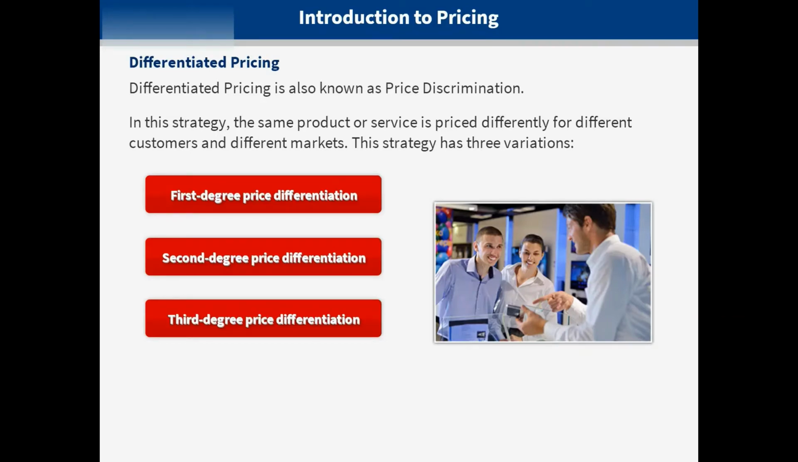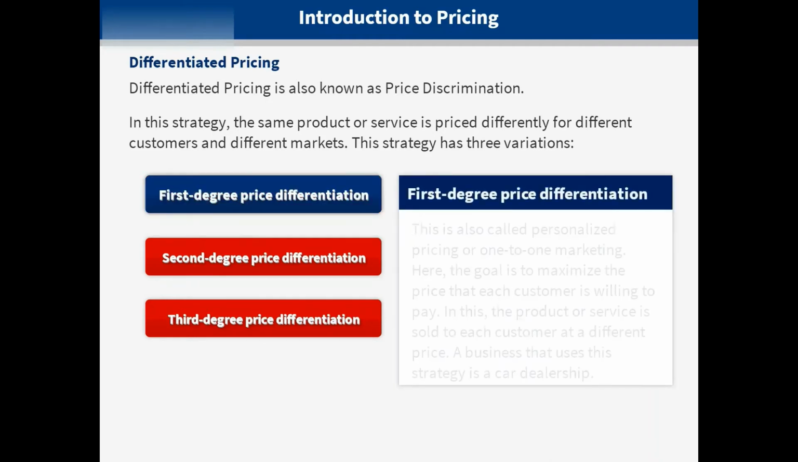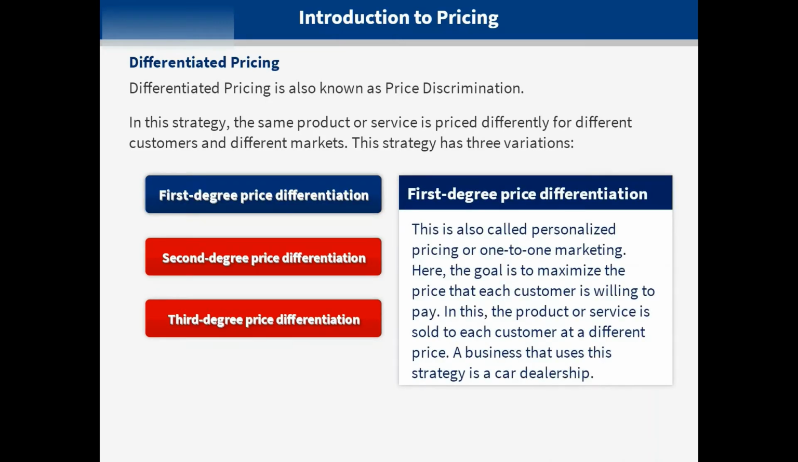Differentiated pricing is also known as price discrimination. In this strategy, the same product or service is priced differently for different customers and different markets. This strategy has three variations. First-degree price differentiation. This is also called personalized pricing or one-to-one marketing. Here, the goal is to maximize the price that each customer is willing to pay. In this, the product or service is sold to each customer at a different price. A business that uses this strategy is a car dealership.